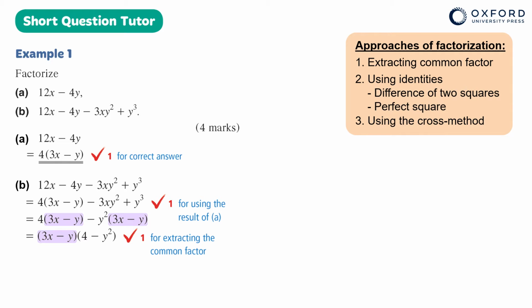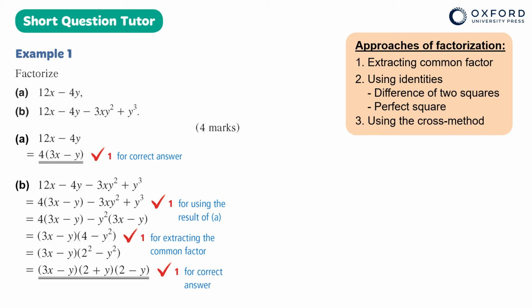Note that we have to check whether the expression has been factorized completely. Actually, we can further factorize the expression 4 minus y squared by using the difference of two squares identity. We can write 4 minus y squared in the form of 2 squared minus y squared. Using the identity, this part becomes 2 plus y times 2 minus y. So, the answer is 3x minus y times 2 plus y times 2 minus y. 1 mark will be given for the correct answer.